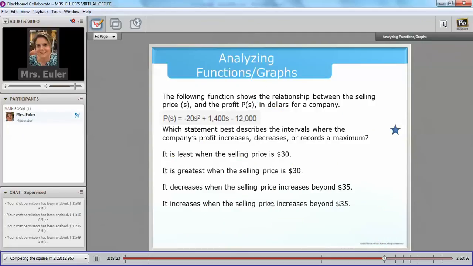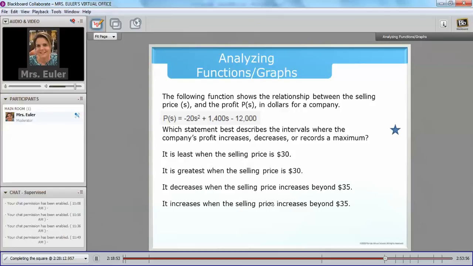All right, so moving forward, we're going to look at analyzing functions and graphs. The following function shows the relationship between the selling price S and the profit P of S in dollars for a company. And it's nice, they provide for us the function that we're going to look at, this relationship that's already provided for us. So the question is, which statement best describes the intervals where the company's profit increases, decreases, or records a maximum?